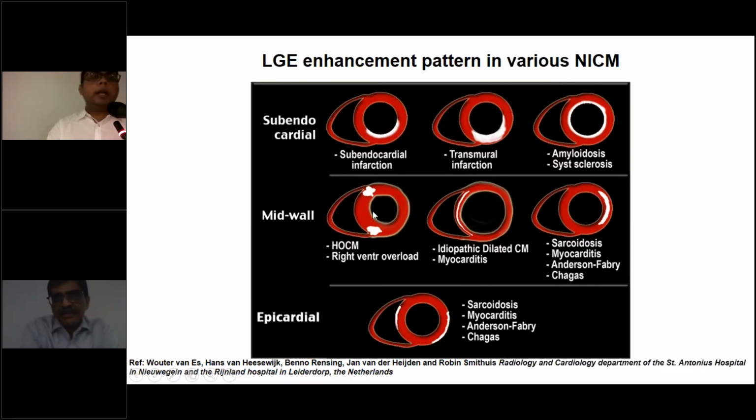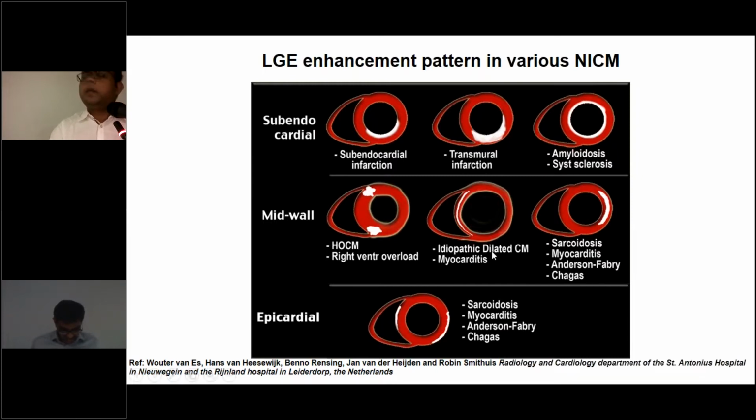The mid-wall enhancement, like in this case, at the RV hinge point. The RV hinge point, where the RV is attached to the left ventricle, is said to be quite specific for hypertrophic cardiomyopathy, but it's not 100% diagnostic. In fact, it is also seen in other conditions with right ventricular overload.